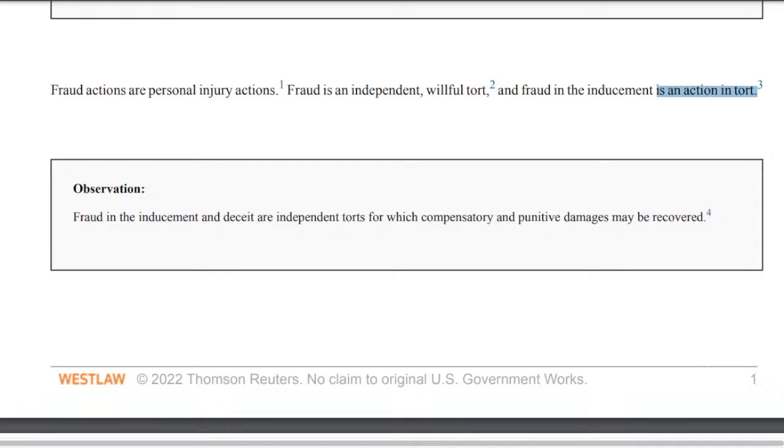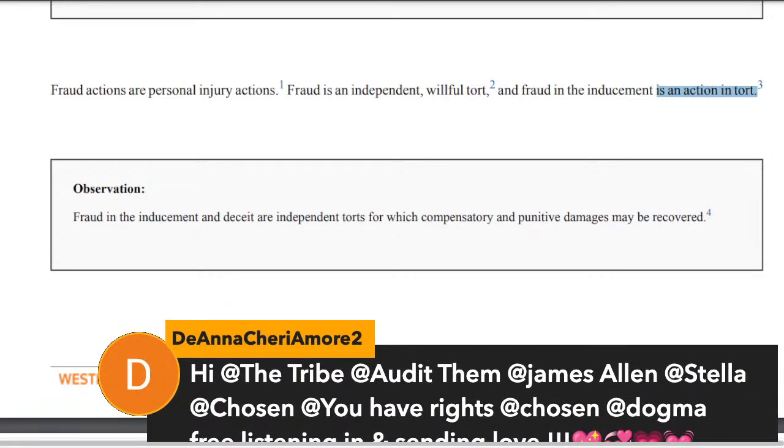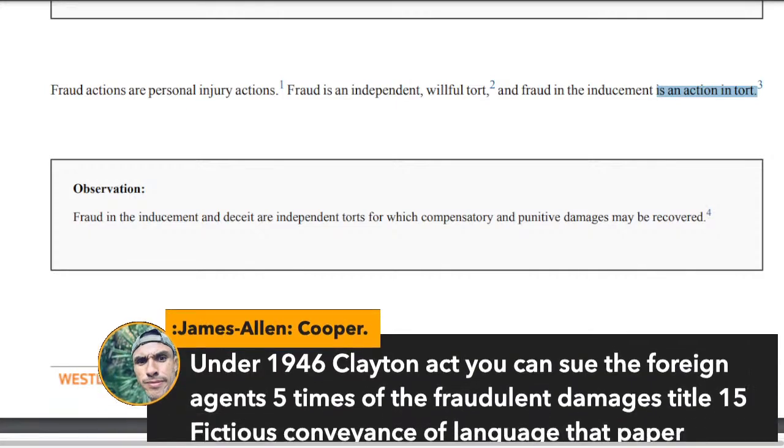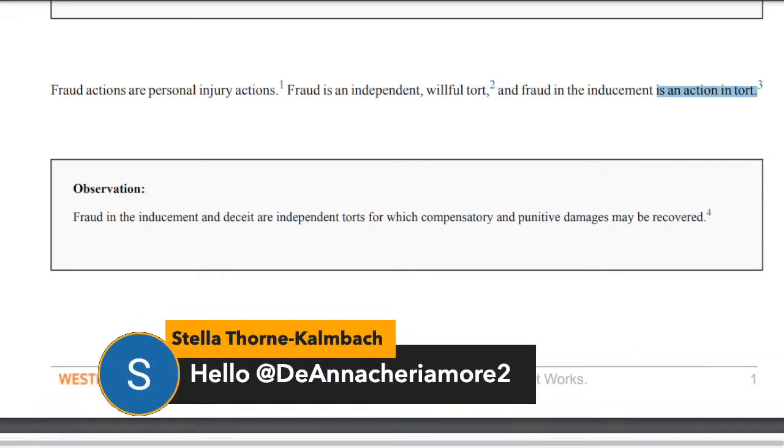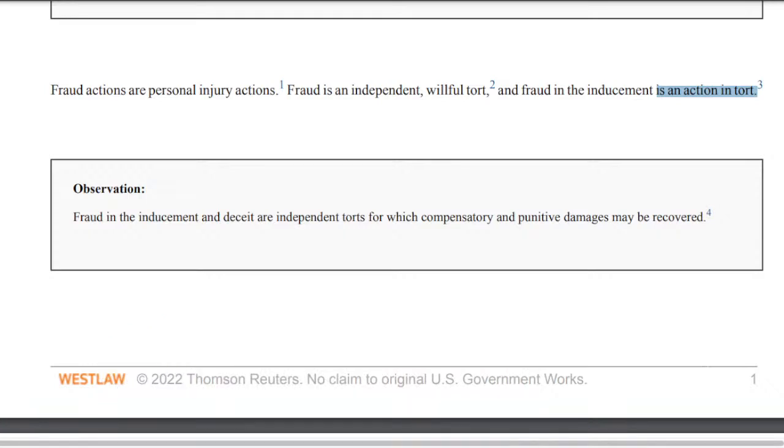There we go. Hey, Deanna Cherie Moore. Welcome. You can sue the four angels 5 times with fraudulent damages. Title 15, fictitious conveyance of land. That paper terrorism, yes. James, we're going to be going over fraudulent conveyance soon when we cover American Jurisprudence. Fraudulent conveyance. All right, so we get all our good people here. Let us continue.